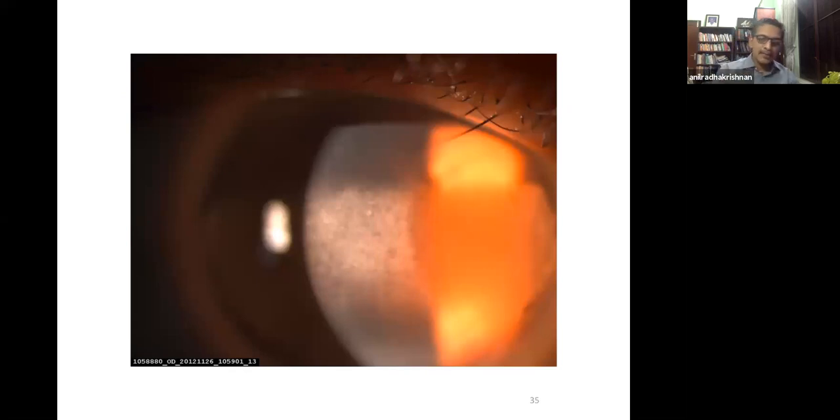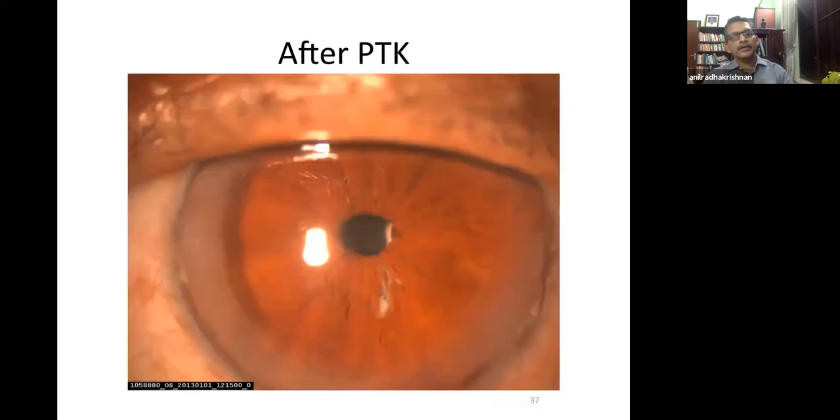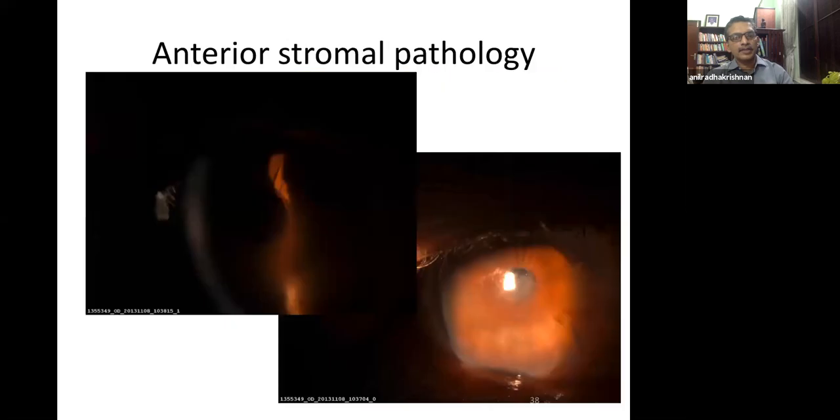This is an example of band keratopathy. You can see that the pathology, the hyperreflectivity, is limited to the anterior 100 or 120 microns, which tells you that it is only in the anterior stroma. Mostly the Bowman's membrane is involved. This again would be slightly better seen in swept source OCT. And after a BTK, you can see that it is normal. This is helpful for anterior stromal pathology.